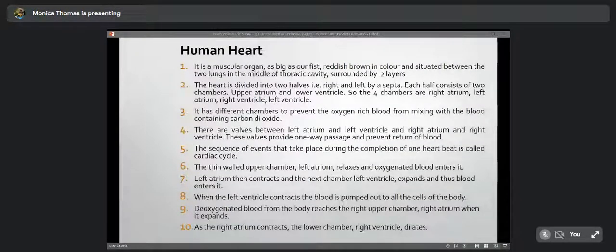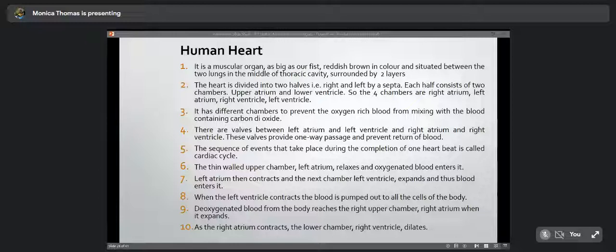So the heart is divided into two halves, that is right and left. Okay, so it is divided into two parts. It remains one organ, but it's divided into two parts, right side and left side. And the separation line in between is called septa. Okay, and each half consists of two chambers, upper and bottom. That's how we say that the heart has four chambers. Okay, try to visualize this actually in front of you. This is your heart and this is how the structure is.